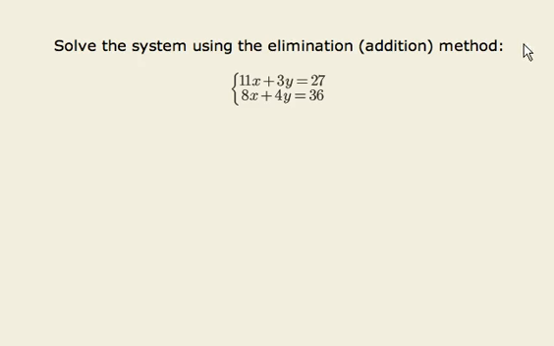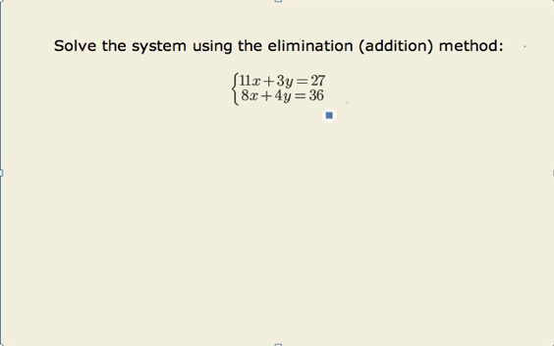Solve the system. 11x plus 3y equals 27. 8x plus 4y equals 36 using the elimination method or addition. So we're going to go ahead and try and add these two equations together and get either the x's or the y's to cancel out.